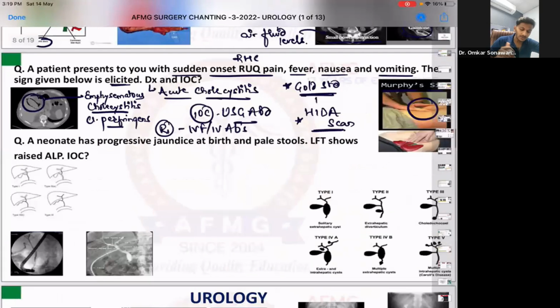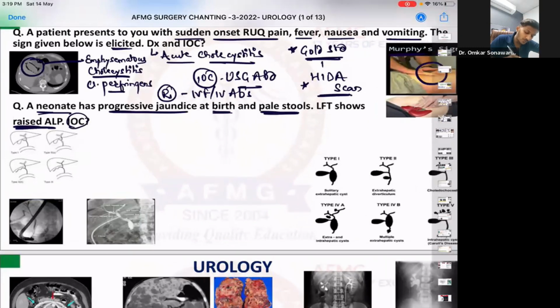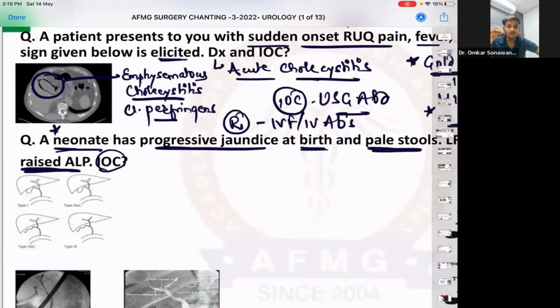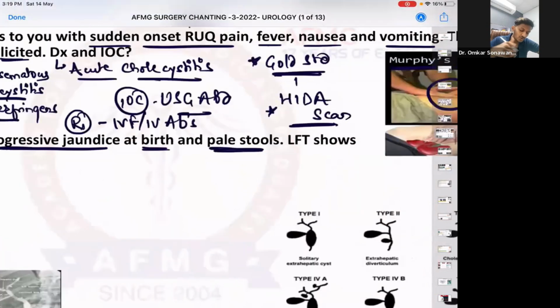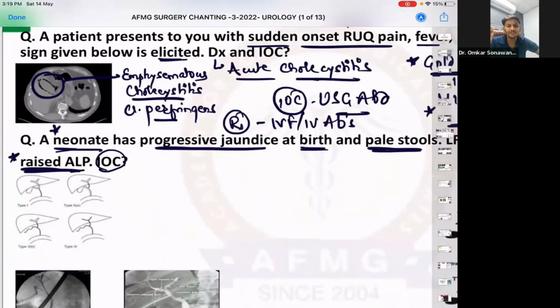Next question. A neonate has progressive jaundice at birth and pale stools. LFT shows raised ALP. Investigation of choice? So first tell me, a neonate presents to you with progressive jaundice at birth itself, and there is also presence of pale stools. LFT shows raised ALP. If there are elevated levels of ALP, alkaline phosphatase, it is suggestive of which kind of pathology? Pre-hepatic, hepatic, or post-hepatic?